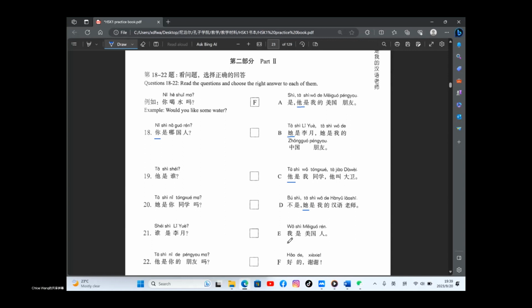Let's move to E. 我是美国人. I am American. This one, I'm asking you, and the answer is about I. I'm asking about the nationality, and the answer is American. So E is the answer.